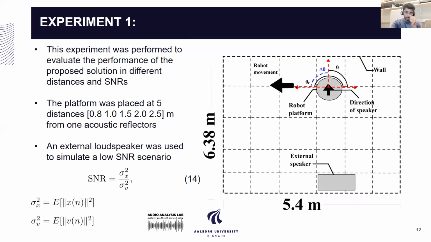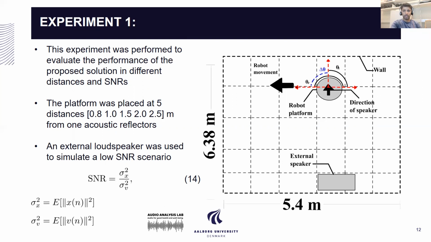In the first experiment, the robot was placed against a single reflector at varying distances. To simulate low signal-to-noise ratios, a separate loudspeaker was used as the interfering source, playing an audio clip called Cocktail Party. The loudspeaker was placed at the corner of the lab at a distance of 6.4 meters away from the robot as shown in the figure.